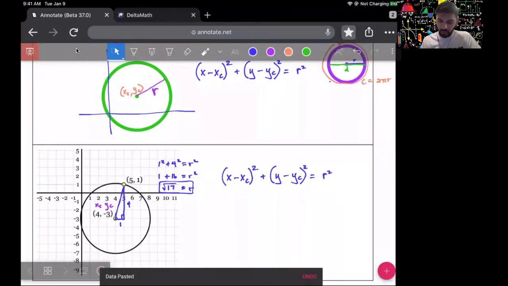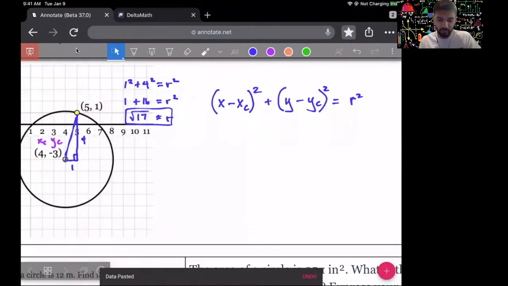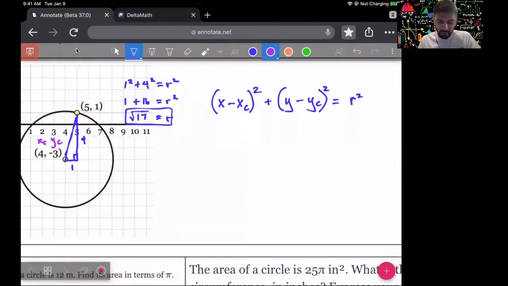Okay, so there's my template or my general format of a circle equation. And I'm going to replace everything that I see in this problem. So I have x minus xc. xc is a 4, so x minus 4 squared. All right, plus y minus, and I look at my yc, it's a -3. So I'm going to put y minus -3.